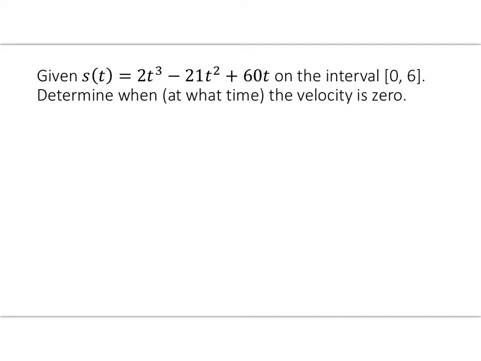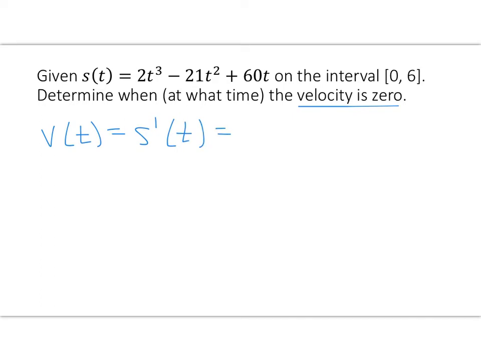So we're given the position function s of t is equal to t to the third minus 21t squared plus 60t, and we're only looking at the interval from 0 to 6. We want to know at what time the velocity is actually equal to 0. So we have to do two things. First, we have to figure out what our velocity is. To find my velocity, v of t, I have to find the derivative, s prime of t.